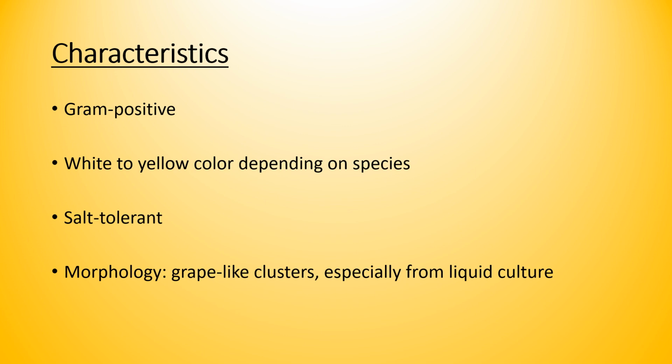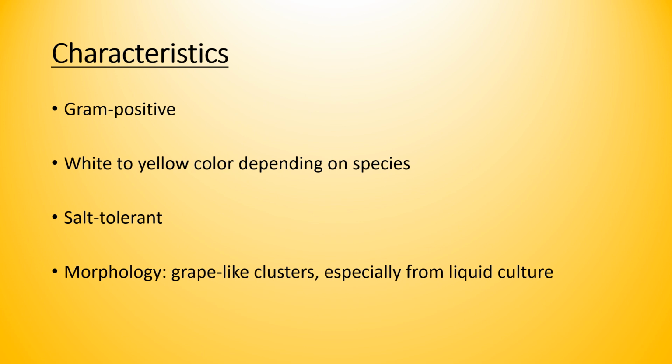Certain characteristics about Staphylococcus: number one, it's a gram-positive bacterium. When growing on just regular nutrient agar plates, it's usually white to slightly yellow in color. It's going to depend on the particular species. One unique thing about Staphylococcus is that it is very salt tolerant. Most bacteria cannot grow or survive in a high salt concentration, but Staphylococcus can.